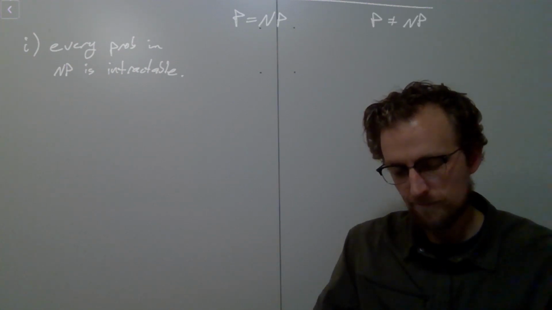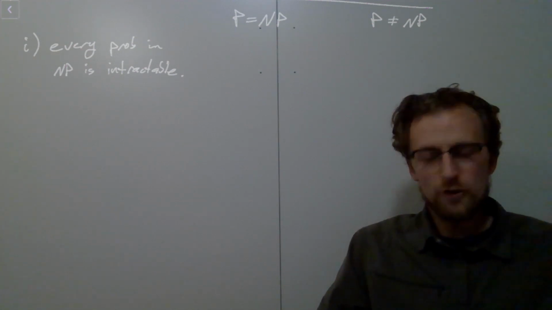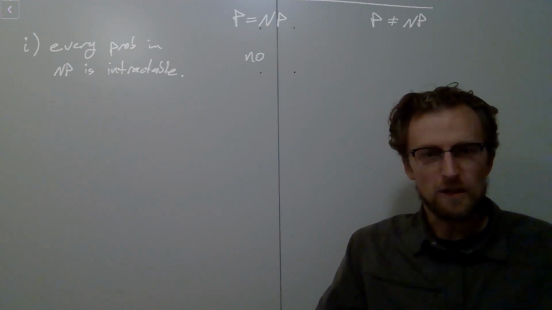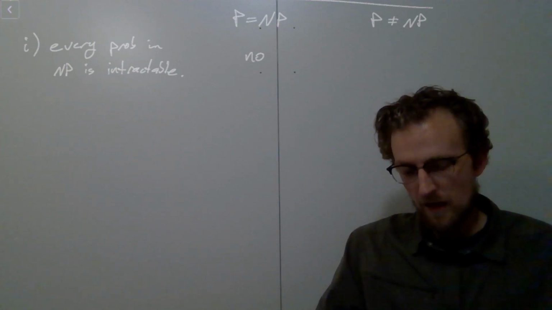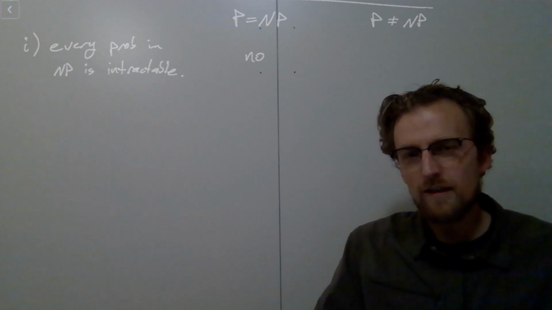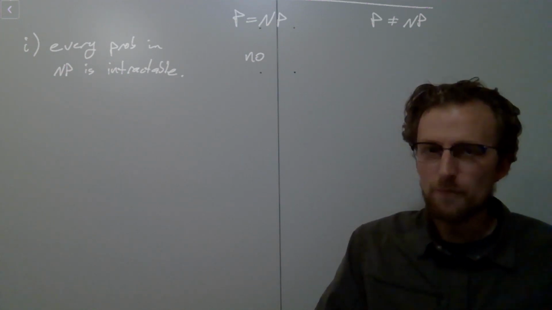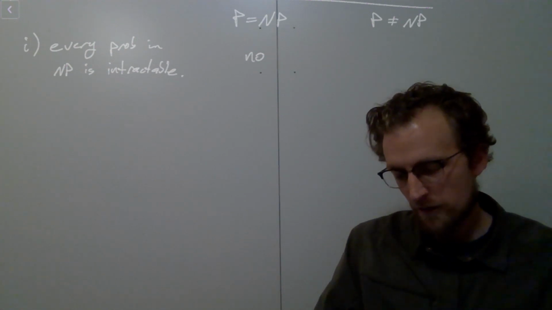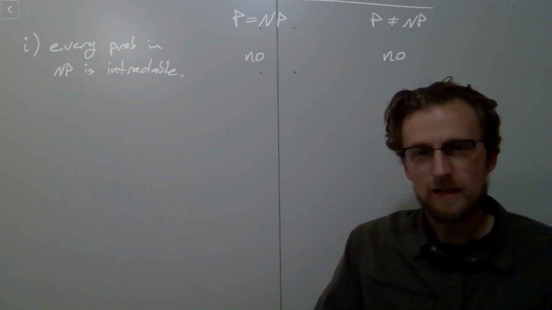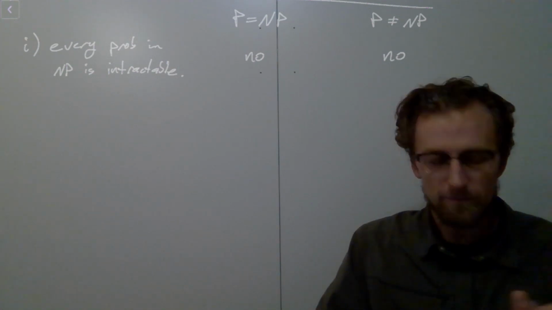Well, if P equals NP, then we know that all problems in NP are tractable. So the answer here is no. In fact, the opposite is true: if P equals NP, all problems would be tractable. If P does not equal NP, the answer is still no, because NP does not mean hard all by itself. NP just means it has a polynomial time verifier. The reason is that NP contains all P problems. It contains a vast number of tractable problems, even if P does not equal NP.